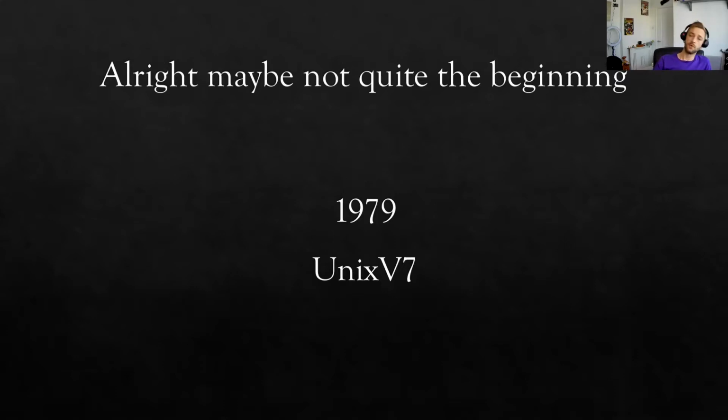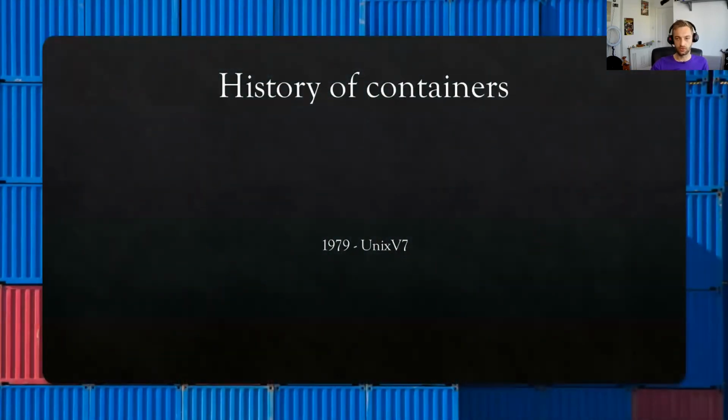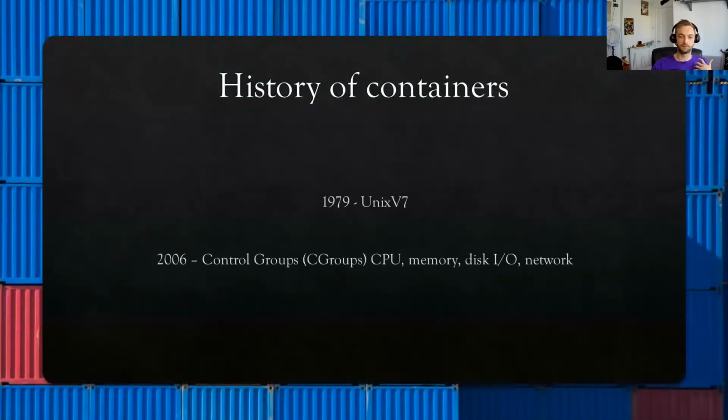Moving on from there, in 2006, Google created something called process containers. This was designed for limiting, accounting, and isolating resources, such as CPU, memory, disk input and output, and network, of a collection of processes. So this was really the second step to actually implementing what we now know as containers.